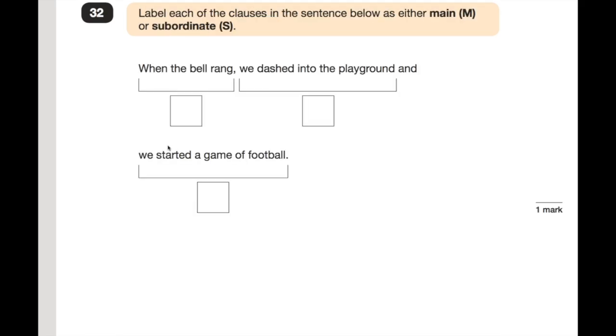Number 32 again is asking us about clauses. So is it a main clause or a subordinate clause? And as I mentioned previously, a subordinate clause typically doesn't make sense by itself. So if we look at these sections individually and it would make sense by itself, then we know it's a main clause. And if it doesn't, it's a subordinate clause. So the first one, when the bell rang. We know that doesn't make sense by itself, so therefore it's a subordinate clause. We dashed into the playground. That does make sense, yep, so that's a main clause. And the last one, we started a game of football. That also makes sense, so that's a main clause too.